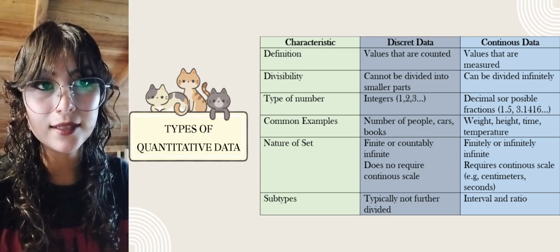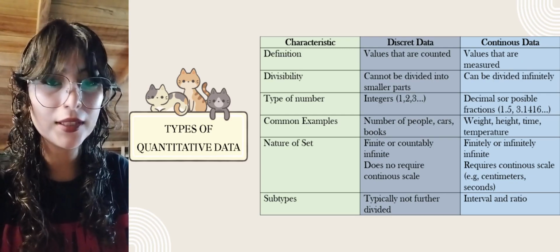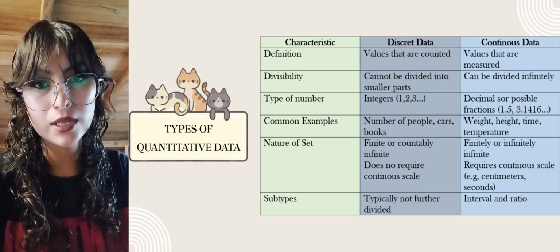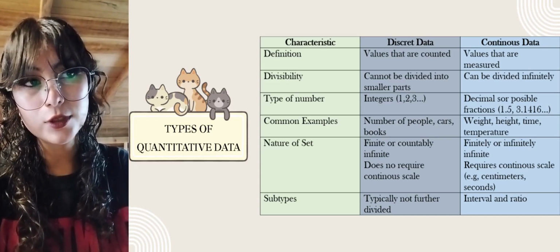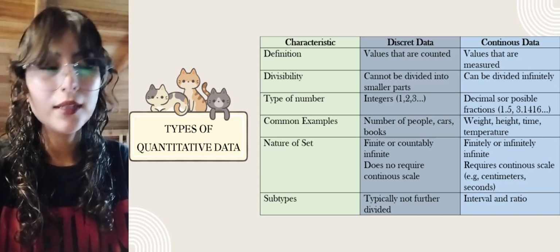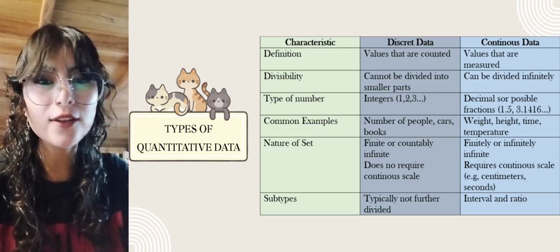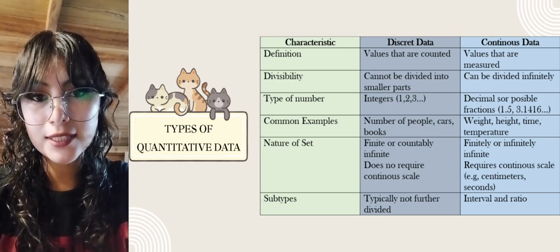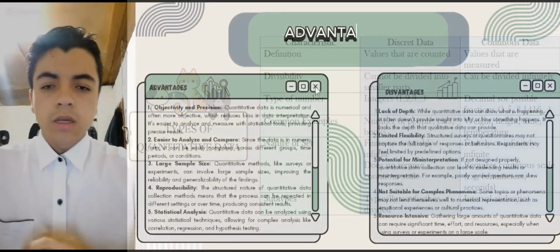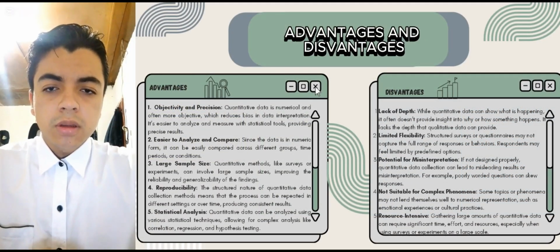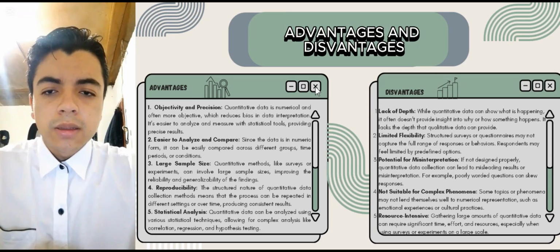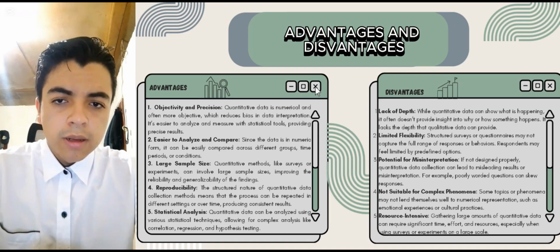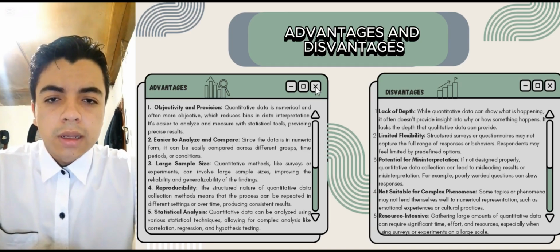Well, this chart provides a clear and concise comparison between discrete data and continuous data, two fundamental types of quantitative data. The distinction is essential for choosing the correct statistical methods and understanding the nature of the data being analyzed. Advantages: objectivity and precision. Quantitative data is numerical and often more objective, which reduces bias in data interpretation. It is easier to analyze and measure with statistical tools, providing precise results. Easier to analyze and compare.